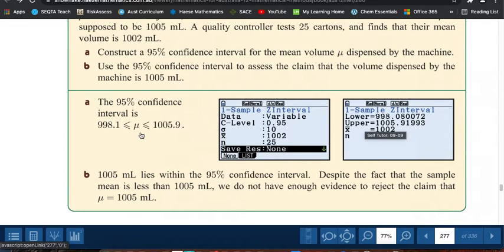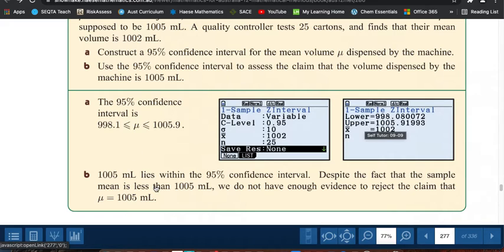Then it says use this 95% confidence interval to assess the claim that the volume is actually 1005. Well, 1005 fits within that. It's fairly close to the upper end, but it's still within the 95% confidence interval. So have a look at the wording, because this is the sort of wording you have to answer with. It's sometimes hard to go with that, because you look at it and think it's pushing the limits, like it's up there. I know it's nearly 1006, so it's not too bad, but it is in the higher end.